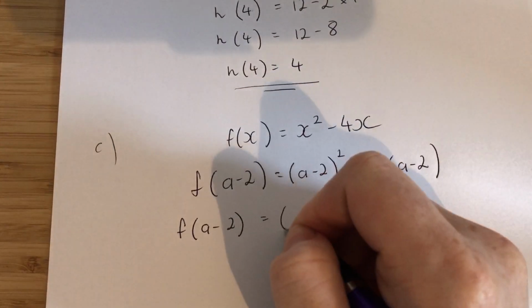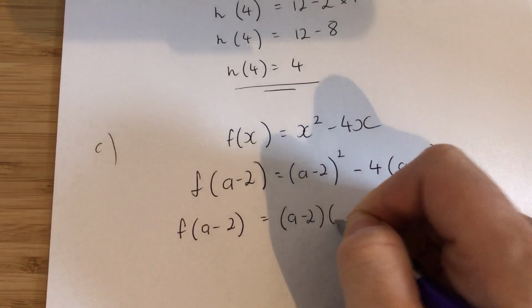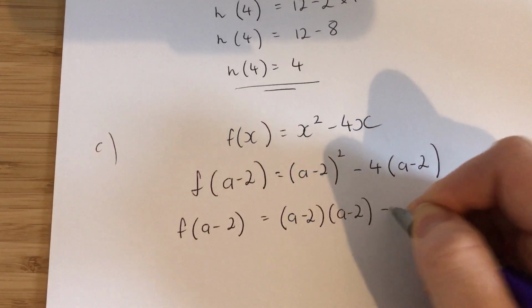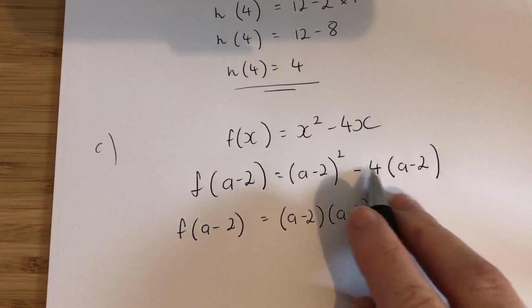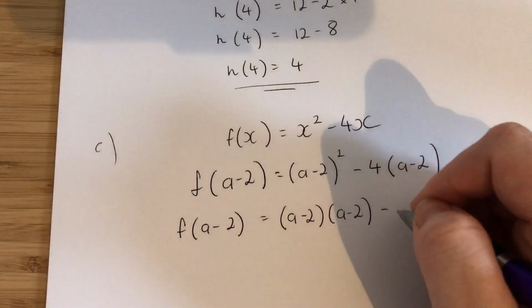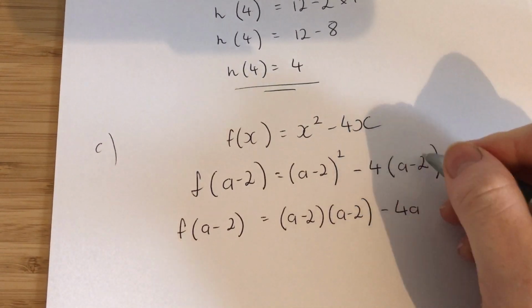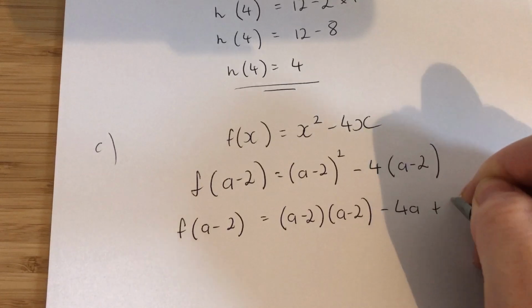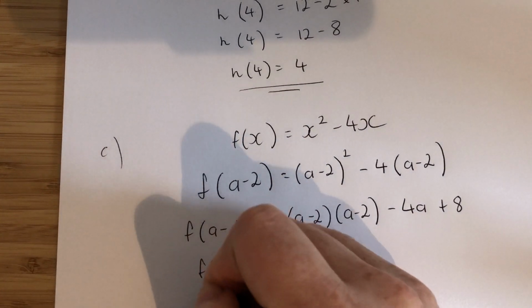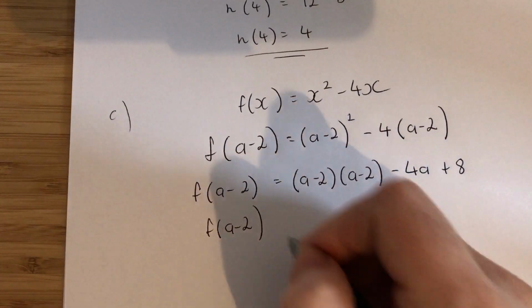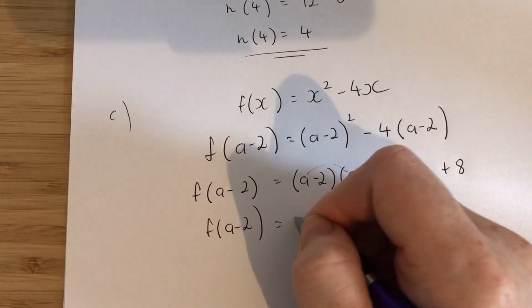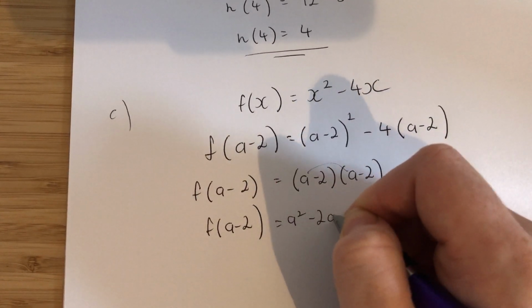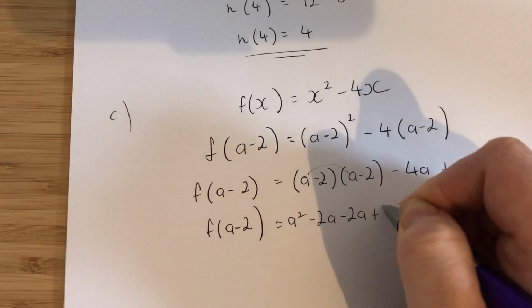A minus 2 squared, just be careful, you are doing a minus 2 multiplied by a minus 2, so we're going to have to multiply that bracket. This one here we can already multiply out. Minus 4 times a is minus 4a. Minus 4 times this minus 2 is plus 8. So f of a minus 2 equals, multiply out this bracket, a squared minus 2a minus 2a plus 4.